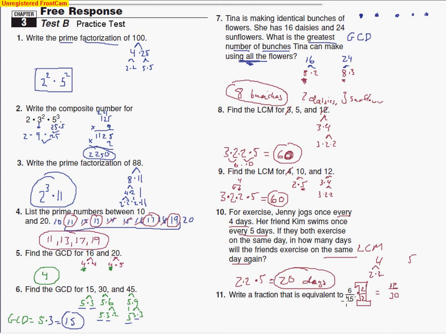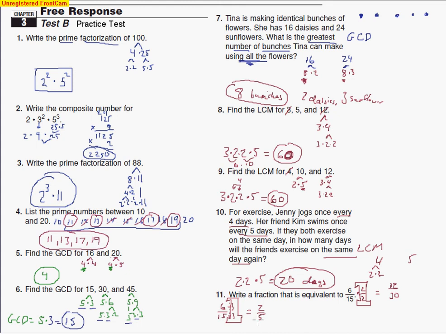But you could have reduced it. See, 6/15 has a common factor of 3. So you could have divided by 3 over 3, and that's like dividing by 1, so it's not changing the value of that number. So if you said 2/5, that is the same answer. So 2/5 is the same as 12/30.